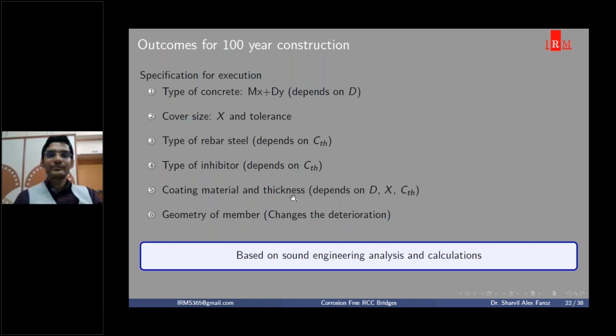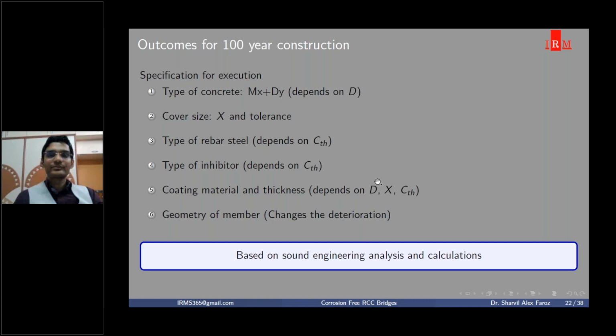If by manipulating other parameters your service life is still not satisfied, then we should think about adding coating material, so that the thickness of the coating and the material to be used will depend upon my design parameters D, X, and CTH. And finally, the geometry of the member. So we can also tell the contractor to modify your present geometry to this geometry so that it faces less amount of attacks.